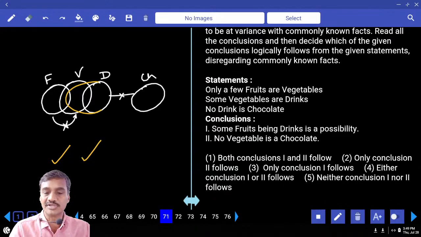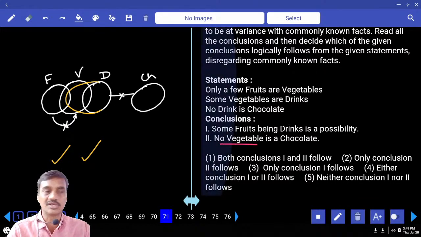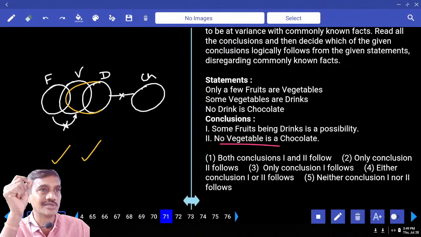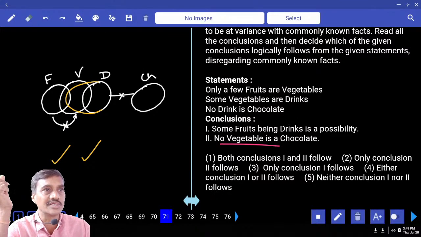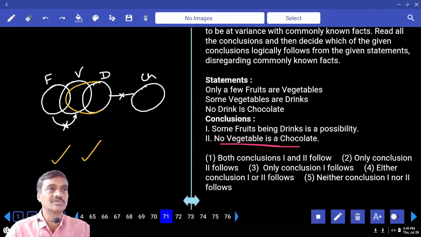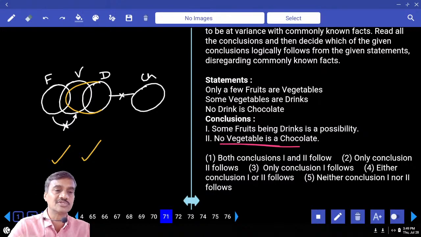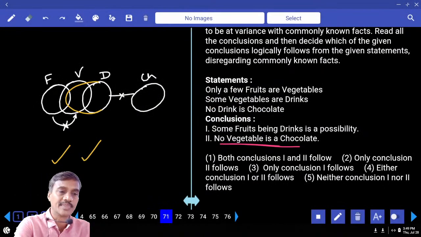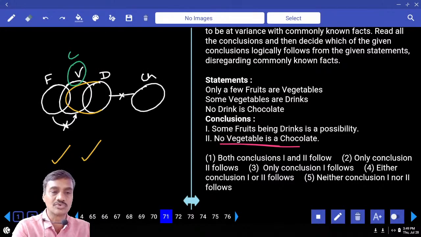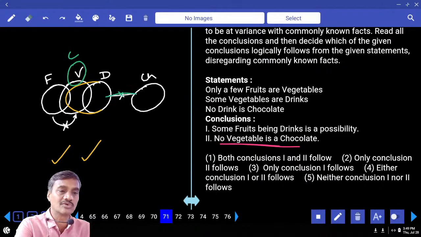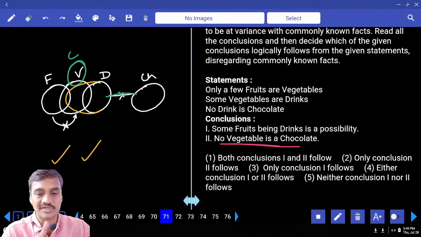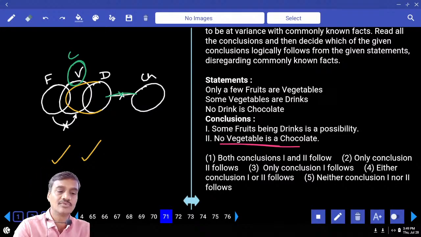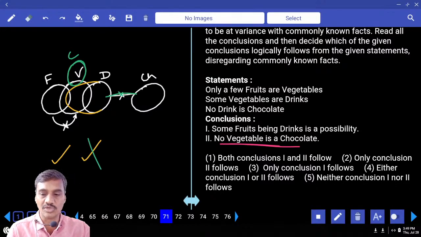ఇది ఫాల్స్ అవ్వాలంటే నెగిటివ్ కన్క్లూజన్. నెగిటివ్ కన్క్లూజన్ 100% ట్రూ అయిందా లేదా చెక్ చేయాలనుకుంటే దెన్ ఇది ఫాల్స్ చేయడానికి ట్రై చేయండి. ఎలా ఫాల్స్ అవుతుంది? No vegetable is chocolate, some of the vegetables are chocolates. మరి రాయించలేదాం వెజిటబుల్ అండ్ చాక్లెట్. చాక్లెట్ ఇక్కడ రాసుకోవచ్చు కదా. చాక్లెట్ దేంతో కలవకూడదు? డ్రింక్తో కలవకూడదు. డ్రింక్తో కలవకుండా చాక్లెట్ని ఇక్కడ రాస్తాం. And alternate diagram true. Then previous conclusion will be false. And so what is your answer? Only one follows. That is choice 3, question number 71.